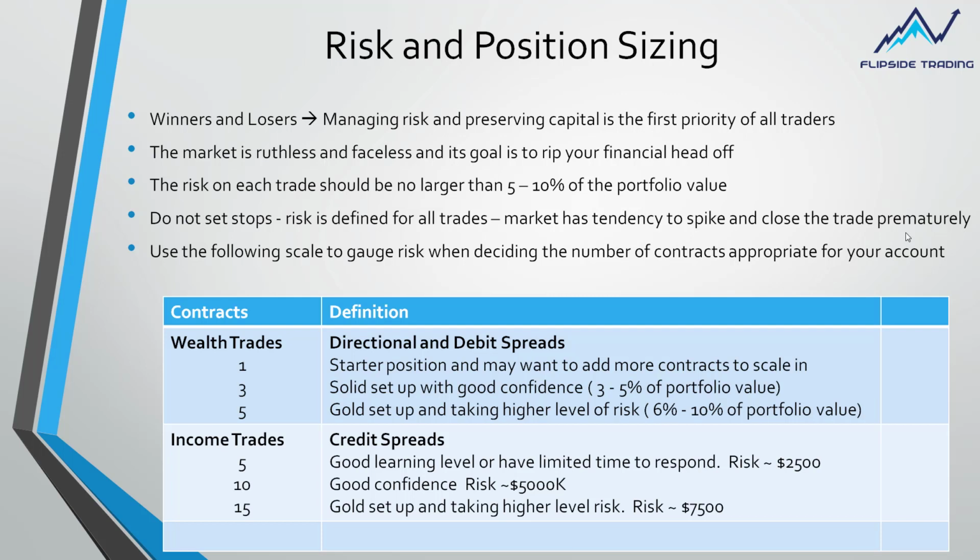Now, what we want to make sure is that the risk of each trade should be no larger than 5 to 10% of the portfolio. All right, this is to ensure that you're not too heavily overweighted in case the trade goes against you, it just knocks you out of the game. All right, make sure that you follow these types of limits. All right, do not go all in, do not be a plunger. That's the first and fastest way to go ahead and blow up your account.